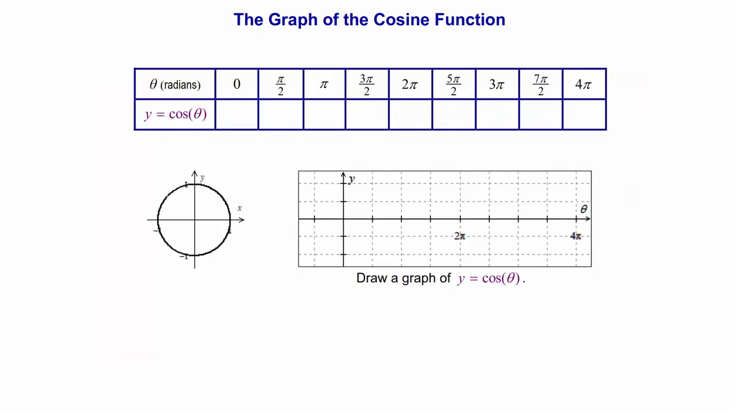So now let's go back to our page for drawing the graph. We have a table where we can insert some values for the cosine function, and then we can plot those values on our graph and connect them.